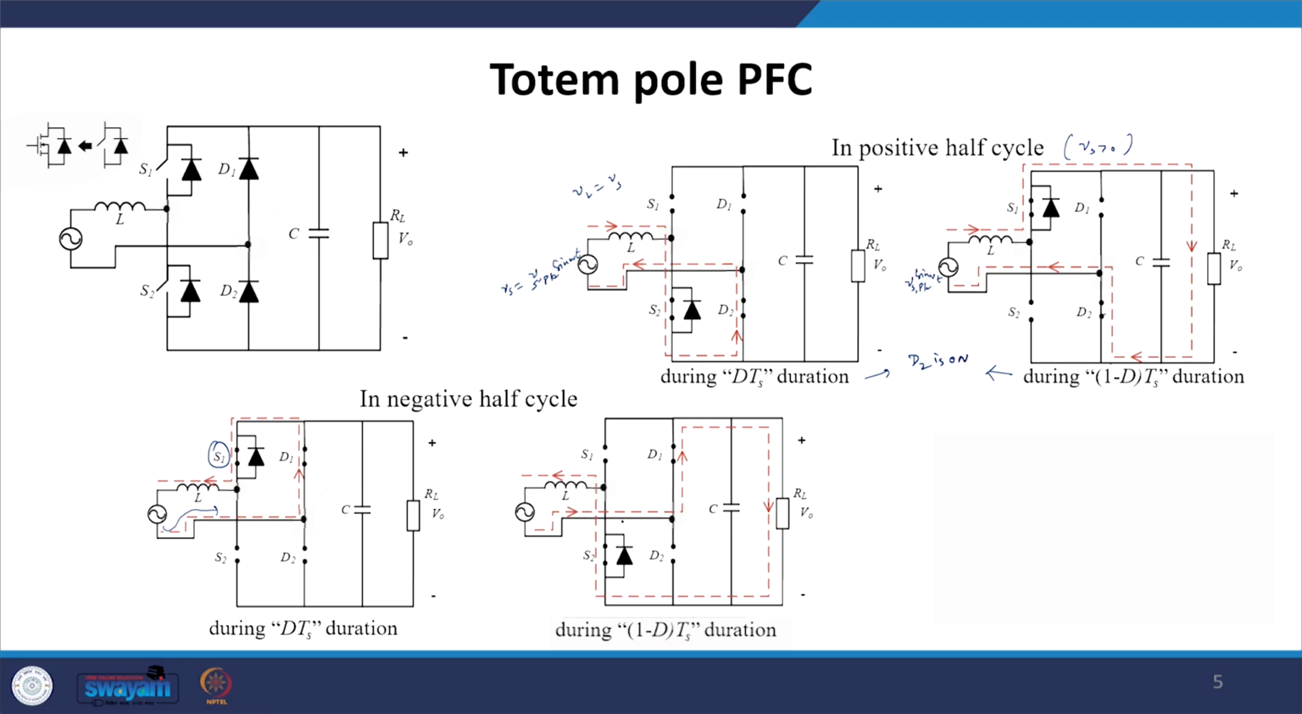In 1 minus D Ts period, the S1 switch is turned off. As a result, the inductor current will find its path through body diode of S2, and thus we can turn on the S2 switch.